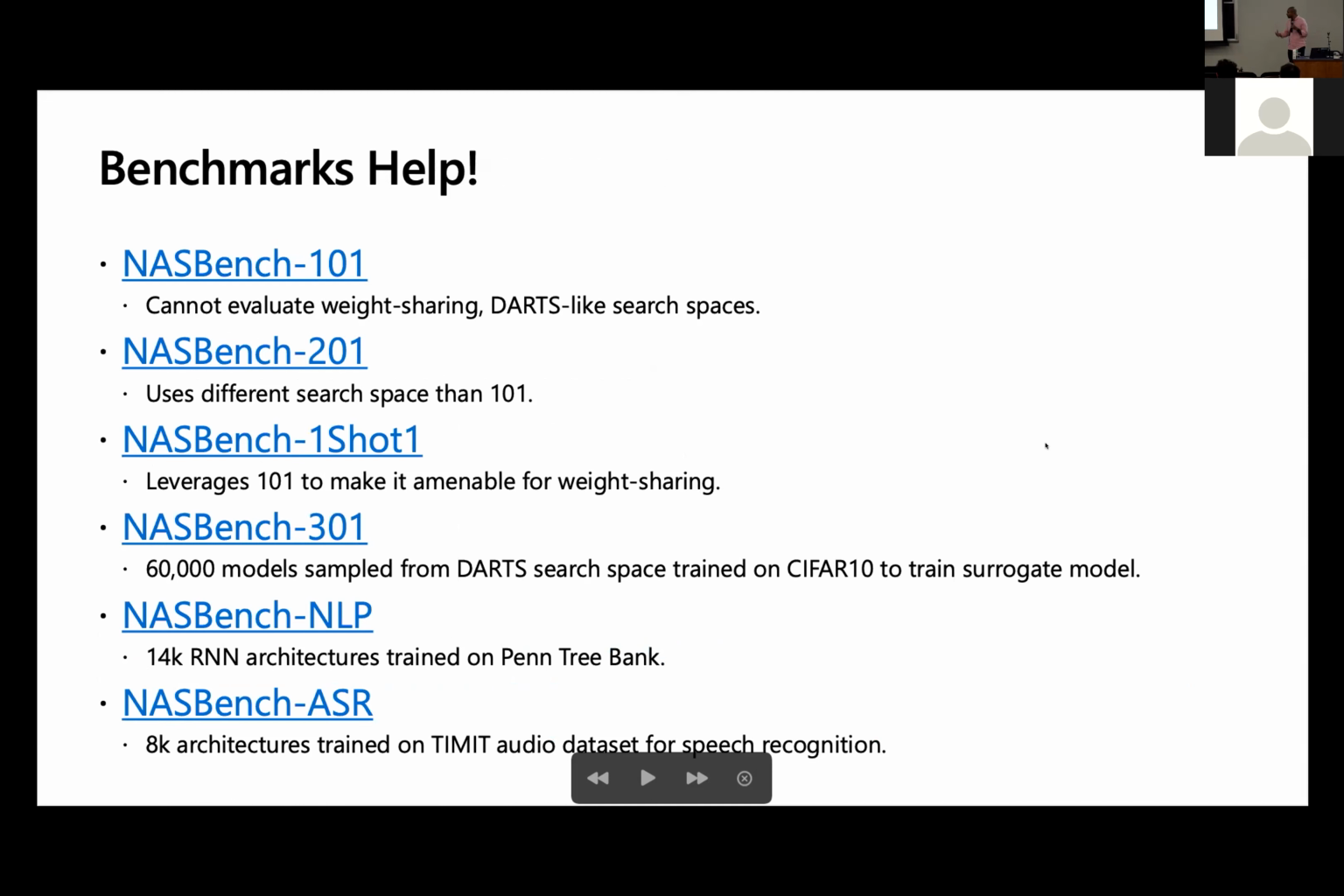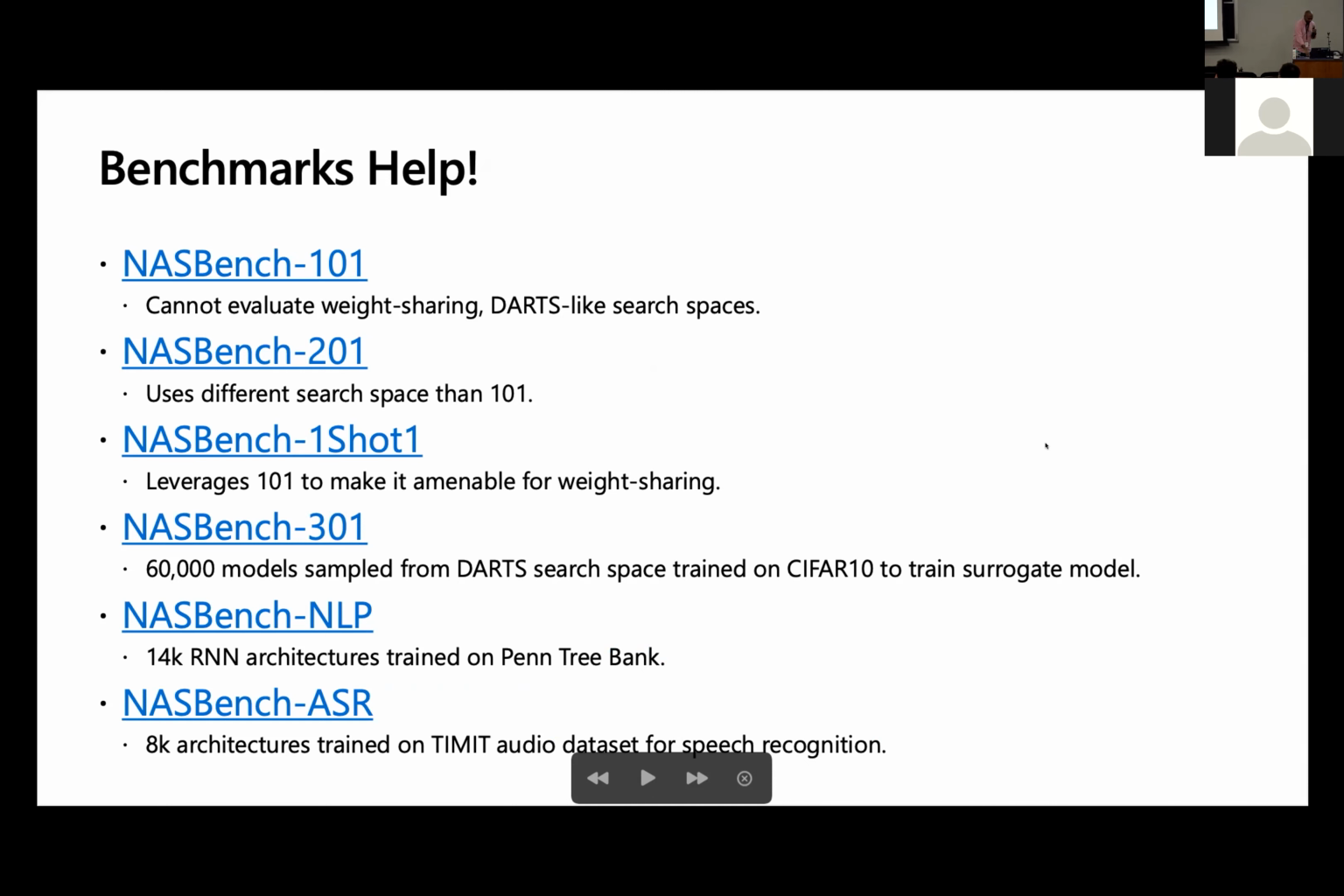So as Colin mentioned, benchmarks are to your rescue. Try to use benchmarks as much as you can, unless you are trying to run NAS on a completely different setting. For example, one benchmark which is missing right now, a glaringly obvious one, if there is enough interest in the community, is a transformer-based search space. We would love to have a benchmark which has self-attention and whatnot in it as well, and make that available to the community. So if you're interested, reach out to me.